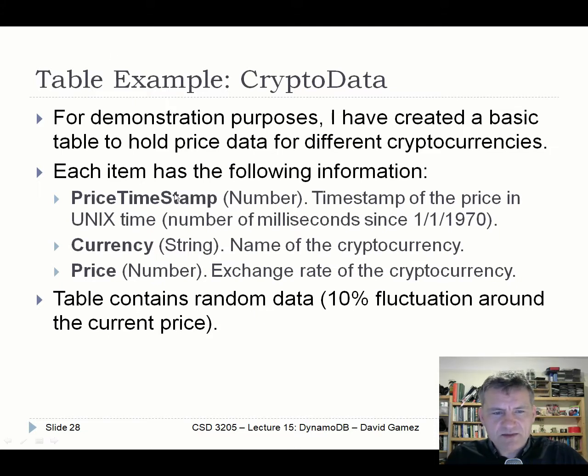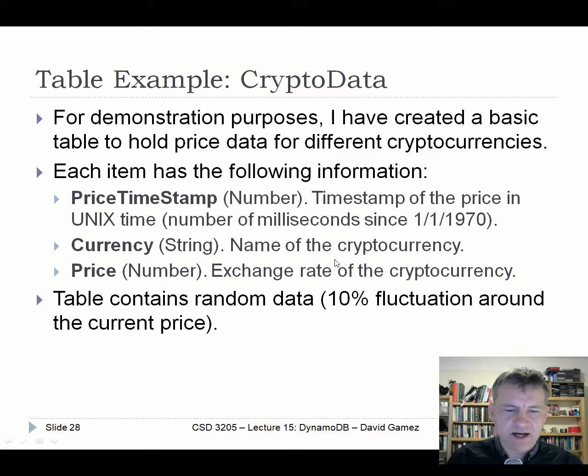So this is our primary partition key, price timestamp, which is a timestamp for the cryptocurrency prices. And then we've got the currency, you know, Bitcoin, Ethereum, and so on, and then the price. So you can see what we're doing here. We've got the prices coming in for each of the currencies, and we're giving them a timestamp when that price is valid, the name of the currency, and the actual price. So it's pretty easy, yeah?